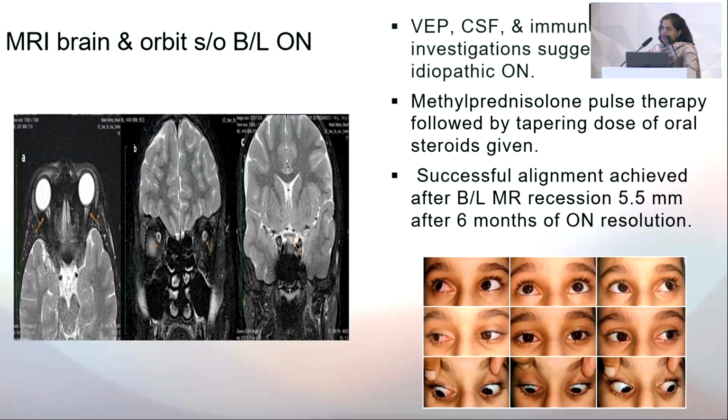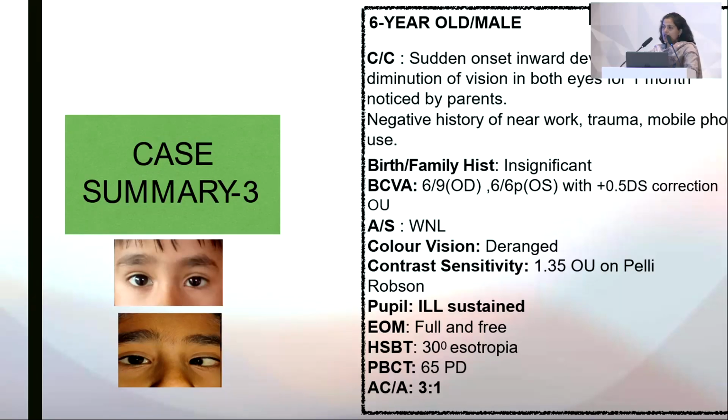Again, VEP was significantly deranged. CSF and immunological investigations were normal. The patient underwent methylprednisolone therapy. After 6 months of resolution, squint surgery was done. The patient is orthophoric and maintaining the alignment, and there is no recent onset of any neurologic optic neuritis episode.